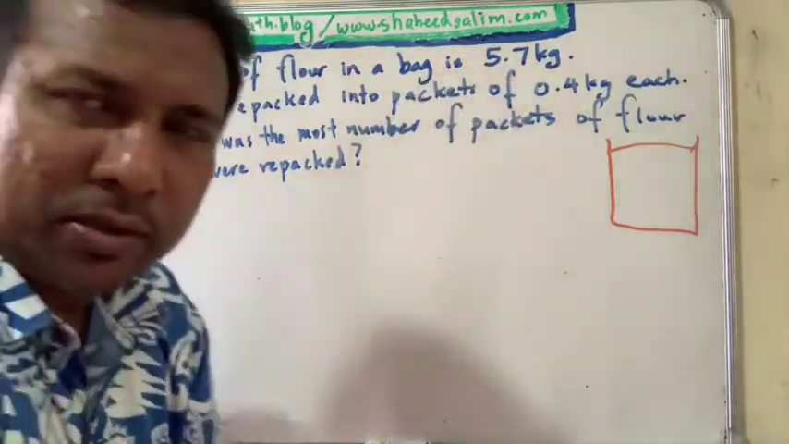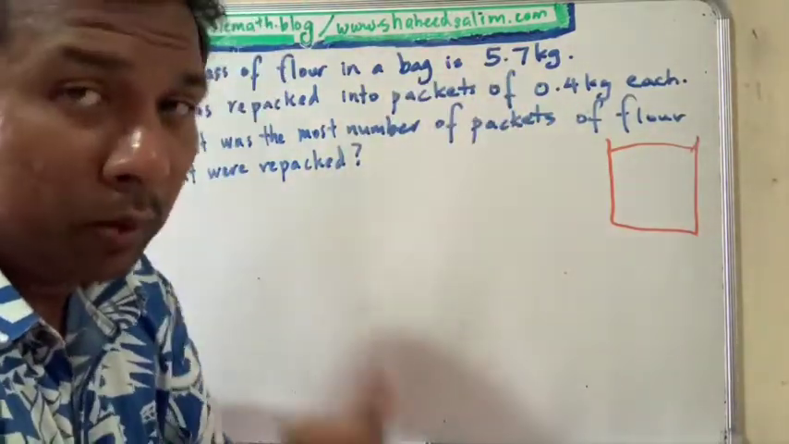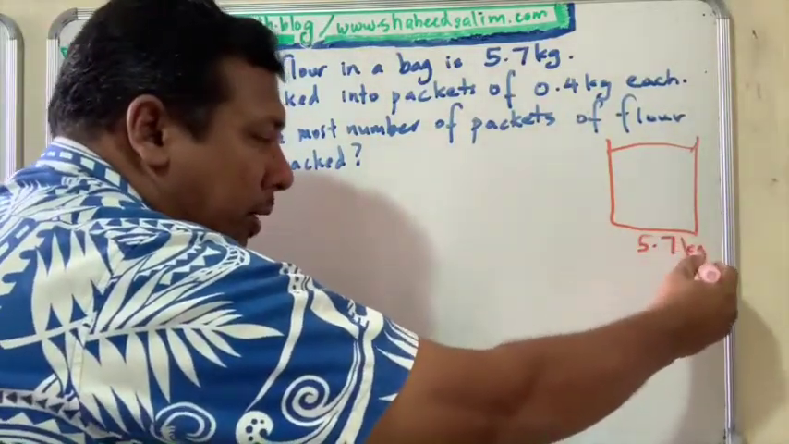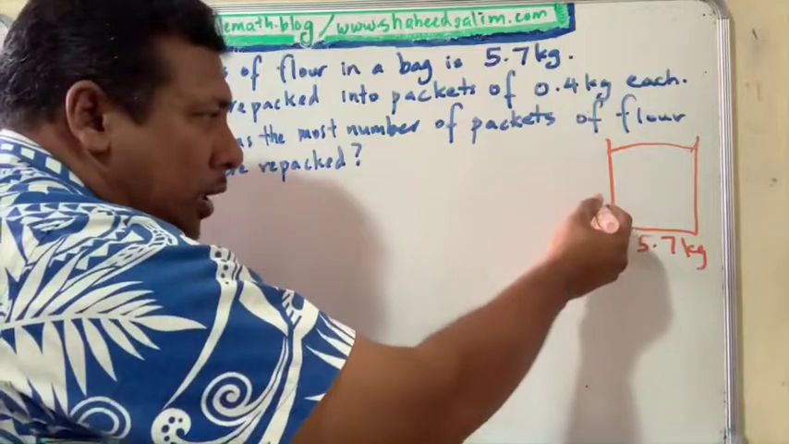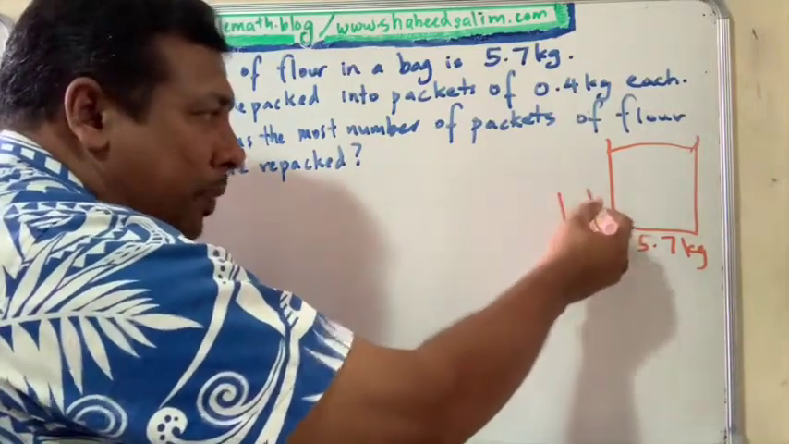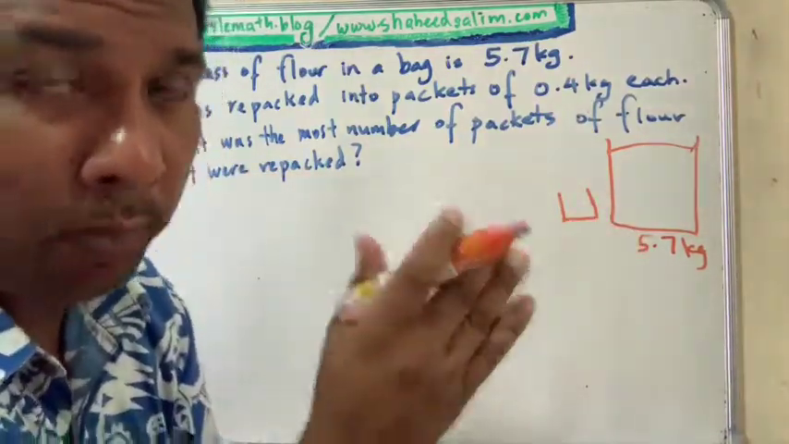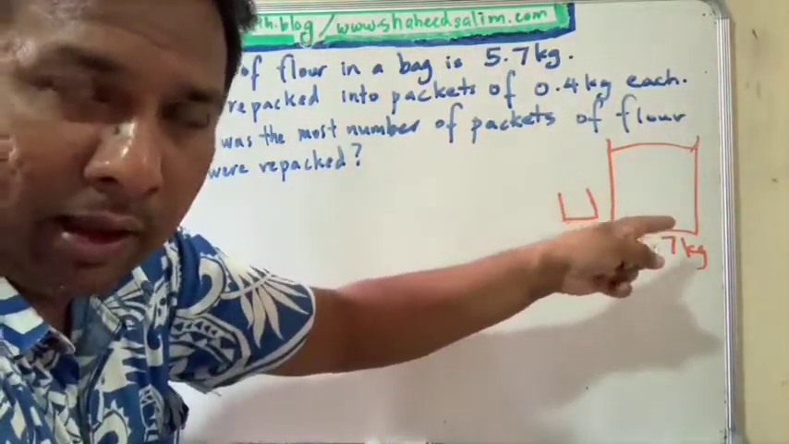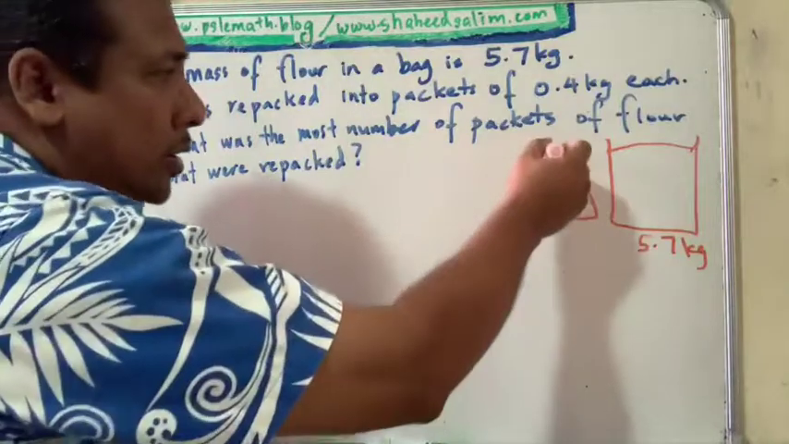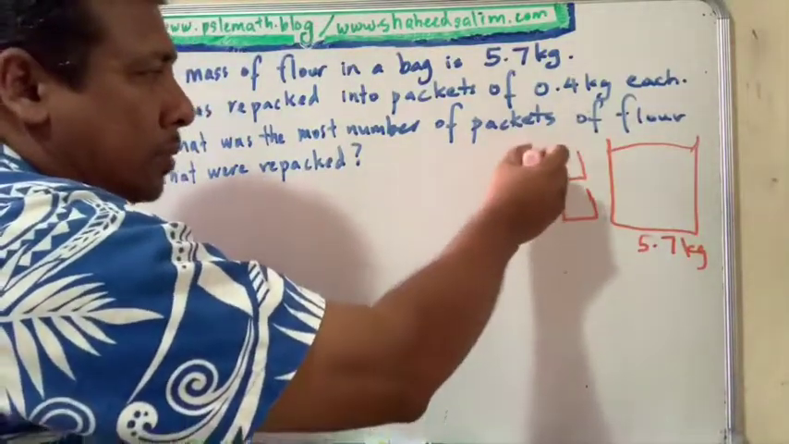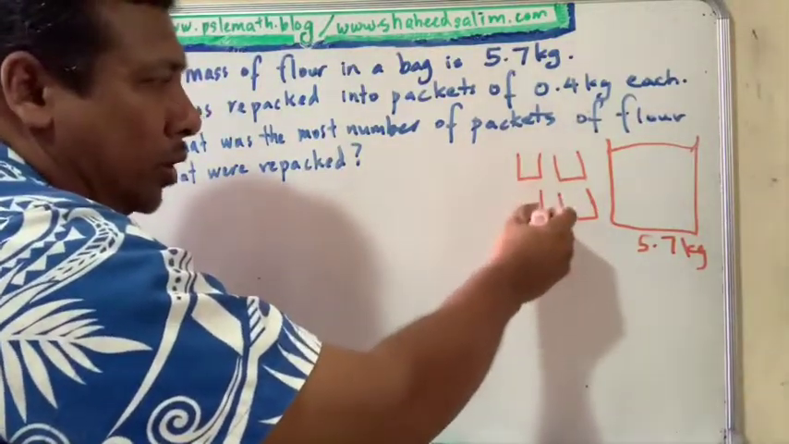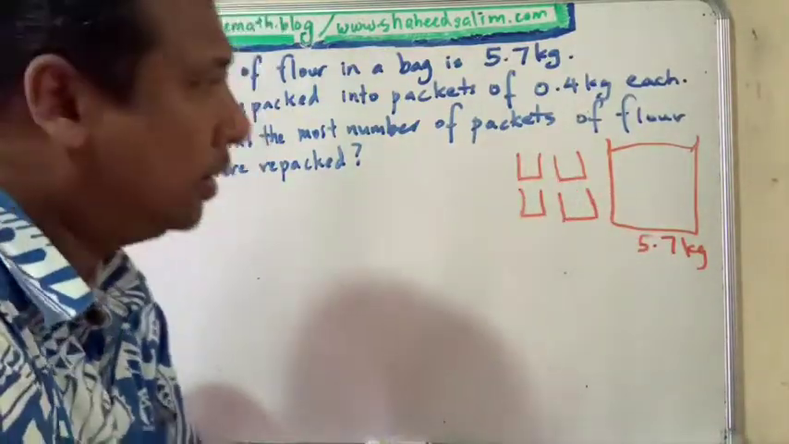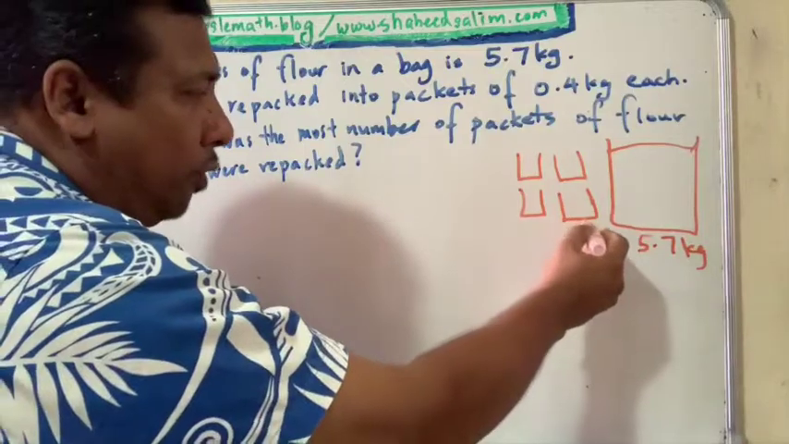But the customers do not want so much flour. They only want 0.4 kg. So this is 5.7 kg, and the shopkeeper, and we are imagining a shopkeeper here, is repacking this flour into smaller packets so that their customers would buy them, because the customers are not interested in buying 5.7 kg of flour. So this is 0.4 kg.